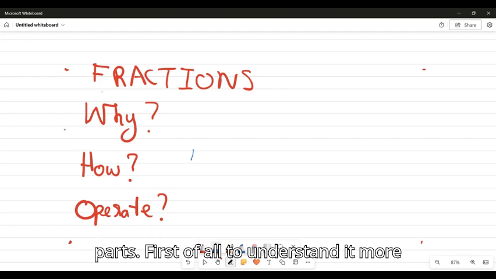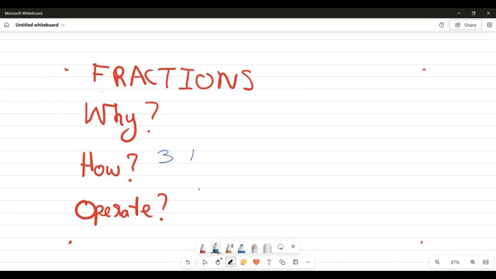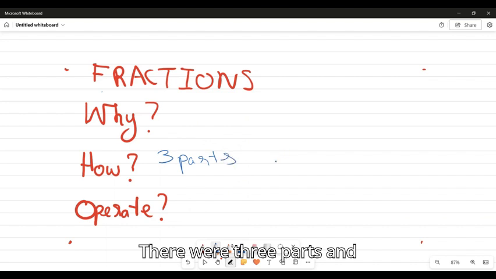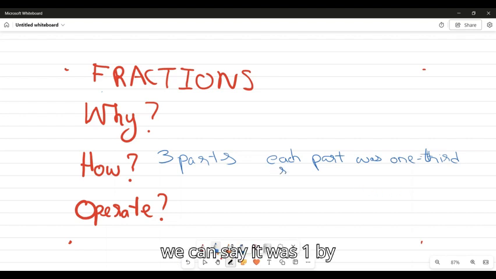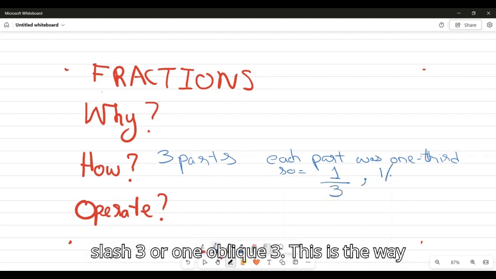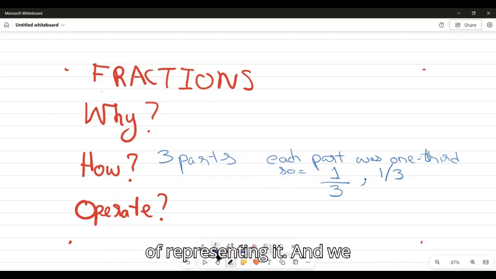First of all, to understand it more clearly, there were three parts, and each part was one third. So we can say it was 1 by 3, or we can represent it as 1/3. This is the way we can represent it. This is a simple form of representing it.